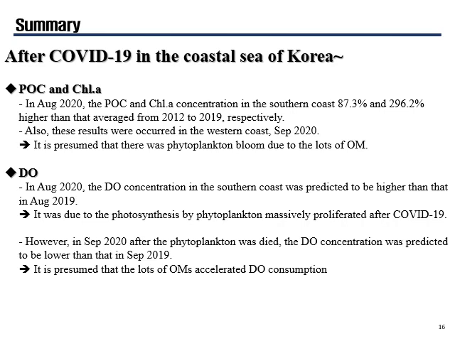And the DO concentration in the southern coast was predicted to be higher than that in August 2019. It was due to the photosynthesis by phytoplankton massively proliferated after COVID-19. However, in September 2012, after the phytoplankton died, the DO concentration was predicted to be lower than that in September 2019. It is presumed that the loss of organic matters accelerated DO consumption.